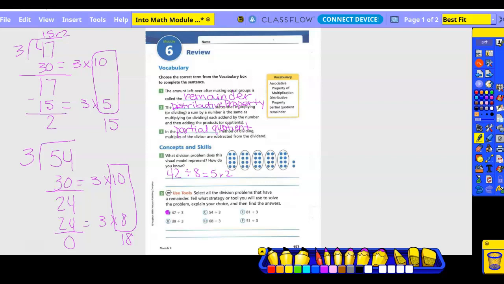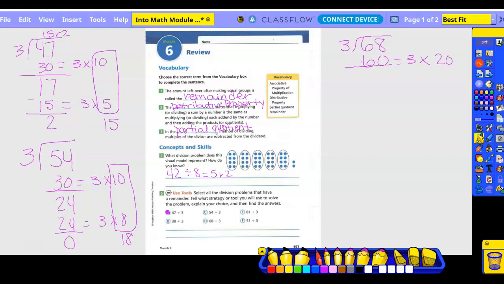Okay, 68 divided by 3. So what could I do here? Could I do 10 times 10 or 20? Yes. What do you guys want to use? So that would be 30. Could I have done 60? Yep, I could have done 60. So let's try that to make it go a little quicker. So 60, which equals 3 times what? 20.